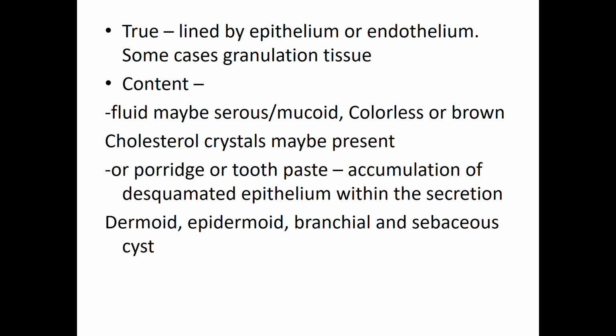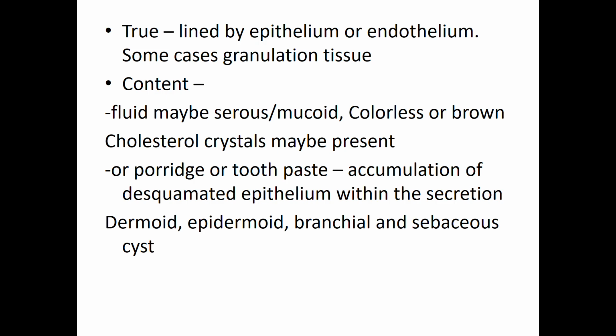Now what is a true cyst? A true cyst is a cyst which is lined by epithelium or endothelium. Now, if there's any injury or if it gets infected, the lining may get changed or converted to granulation tissue. So the lining can also be granulation tissue. Now the content: as we saw in the definition, it contains fluid. This fluid can be serous or mucoid, and the color can be colorless or maybe brown if there's presence of blood. Some cysts also have cholesterol crystals present in them.